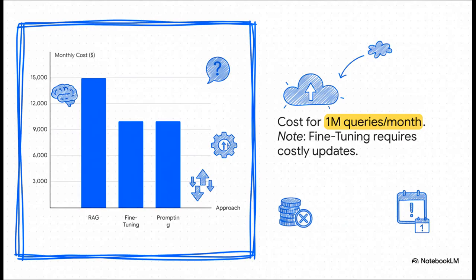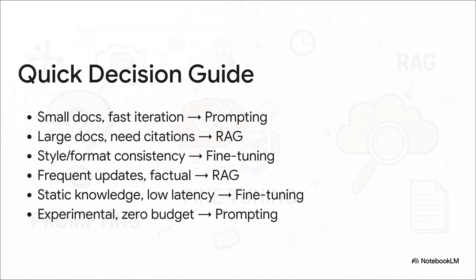Of course, we have to talk about the money. This chart gives you a rough idea of the costs for a system doing about 1 million queries a month. Now, at first glance, you might see RAG looking a little more expensive, but, and this is a big but, don't forget about the hidden costs of fine-tuning. Every time your data changes, you have to pay to retrain the whole model. RAG's costs tend to be way more predictable, and honestly, the value you get from instant updates and factual citations can be totally priceless.